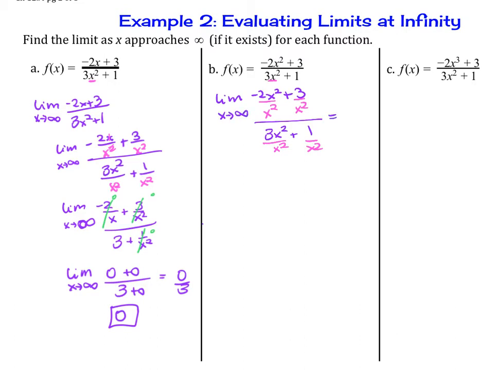Okay, so as x approaches infinity, we notice that these cancel out, and then this also cancels out, and this approaches 0, and this also approaches 0. So now we're looking at what's left here, negative 2 plus 0 over 3 plus 0. So this answer is negative 2 over 3.